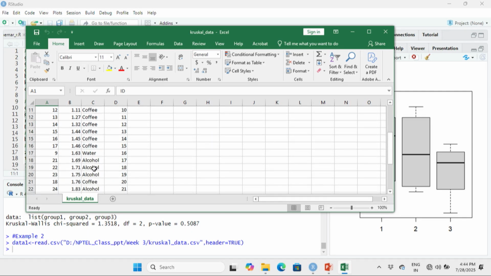So this is the concept of the CSV file, and you can see one factor is there, and that factor is the drink. Why is it a one-way ANOVA? Drink is a single factor, and this factor has 3 levels: water, coffee and alcohol. So that is why one-way ANOVA is necessary.